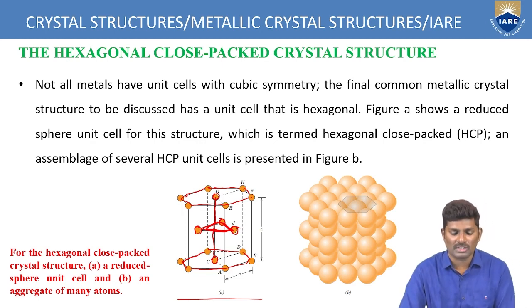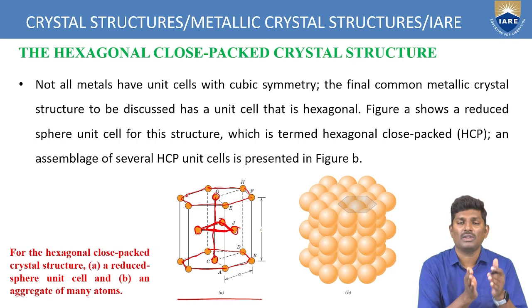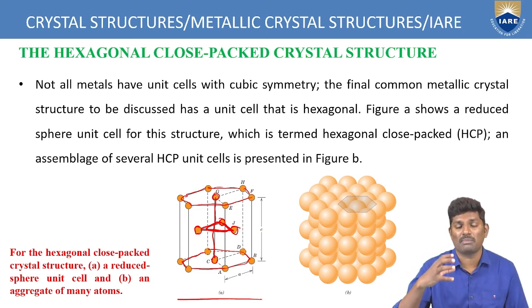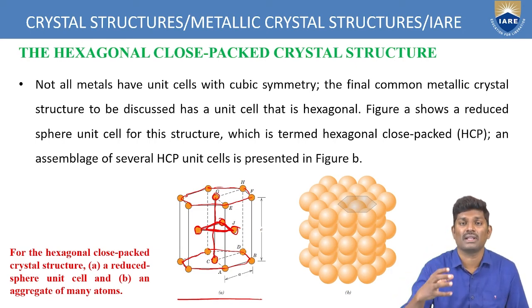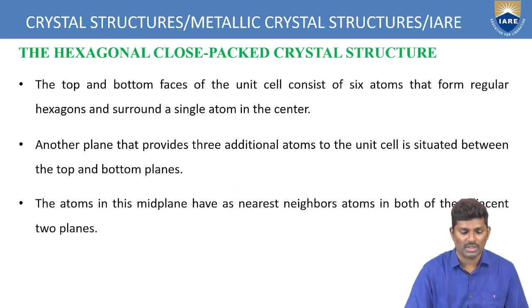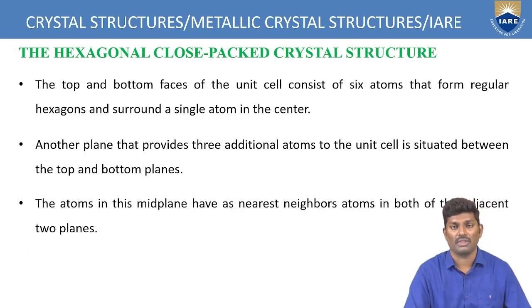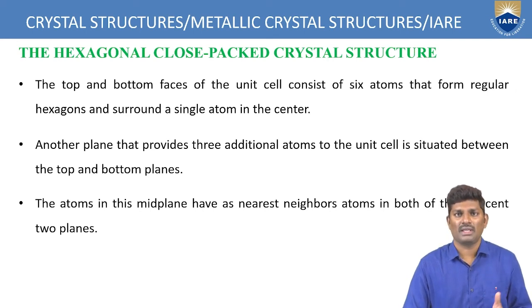So here also we are trying to take a small unit cell from the closely packed aggregate, which is in a hexagonal shape. In the previous we had taken cubic in nature. So now the top and bottom faces of the unit cell consist of 6 atoms, is it not? At the top and bottom we have 6 atoms, forming a regular hexagon. Of course, there is another plane which provides 3 dimensions. That means exactly at the center we have another plane.